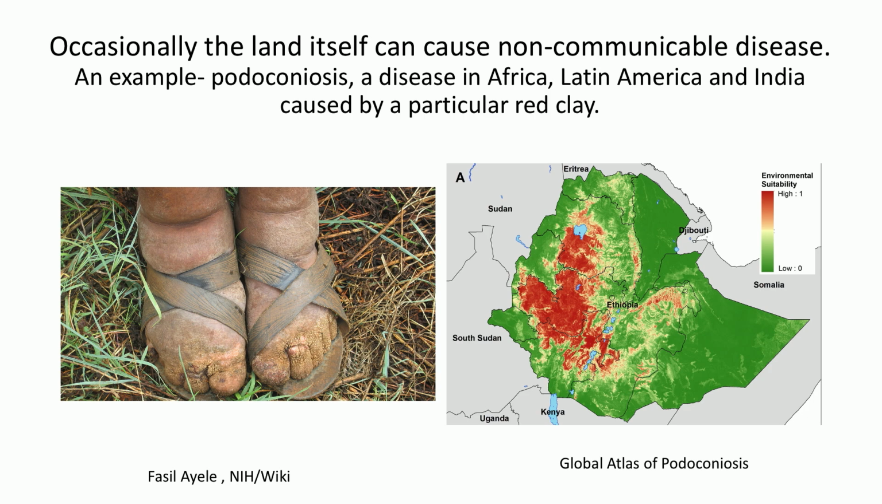Now, there are examples of non-communicable diseases where the land itself can cause disease. For example, a very neglected disease called podoconiosis. This is caused by red silica in red clay, and when people walk around in it, because they're farming in red clay in particular geographical areas, for example, here's a map of it in Ethiopia, it gets into their skin, gets into their lymph glands, and then blocks them up, and what you get is significant deformity and disability, particularly of the feet.